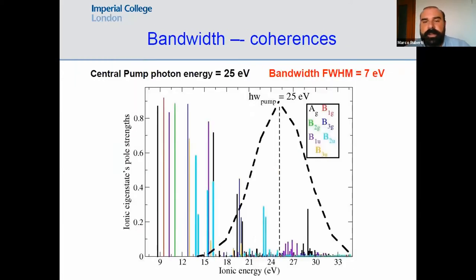And usually coherence can be produced between many states of a molecule, especially of a polyatomic molecule, especially if we use ultrashort pulses, attosecond pulses. For example, here is the typical spectrum of a polyatomic molecule, in this case pyrazine. If you ionize it with a 25 eV photon energy pulse, quite broad, with 7 eV bandwidth, as you see, the bandwidth spans many different ionic states of the system, and therefore lots of coherences can be created.